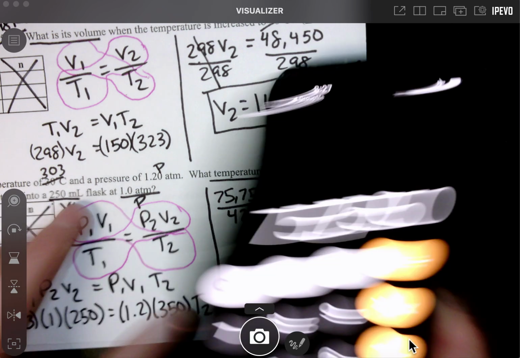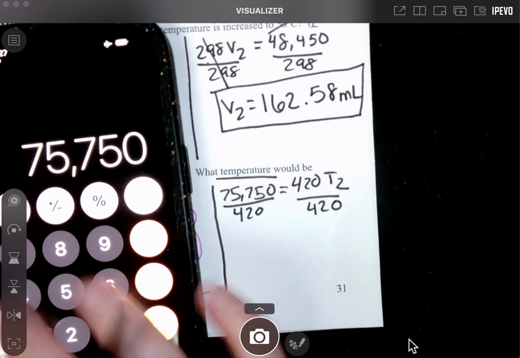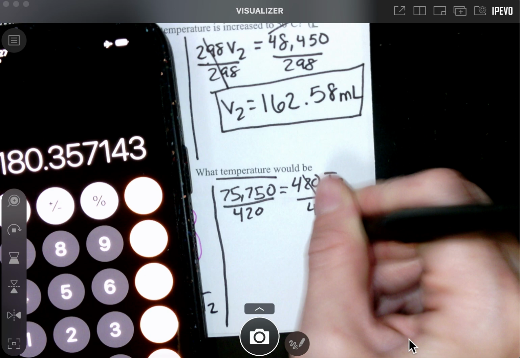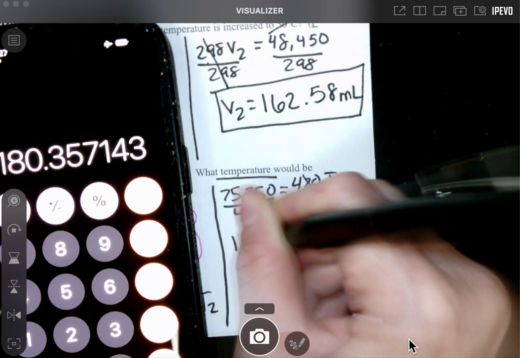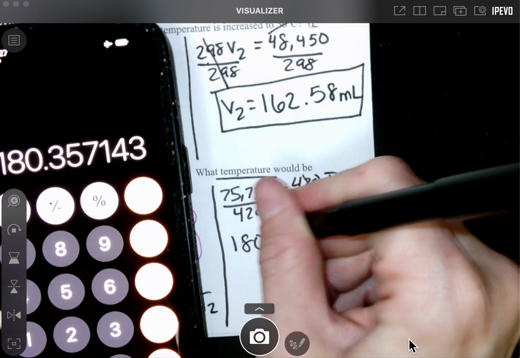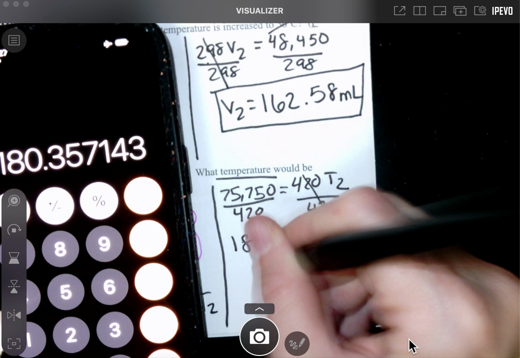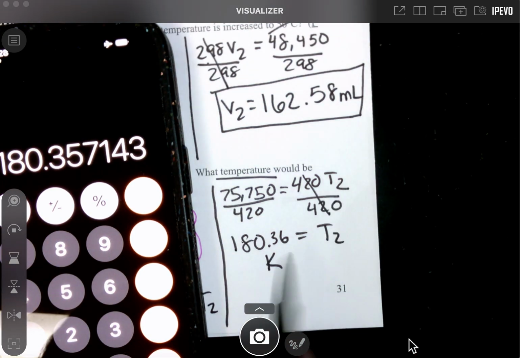75,750 divided by 420, and 420 cancels out on that side, so T2 is equal to 180.36, and my temperature is in kelvins. And you can see I kind of ran out of room there, so I just wrote it below.